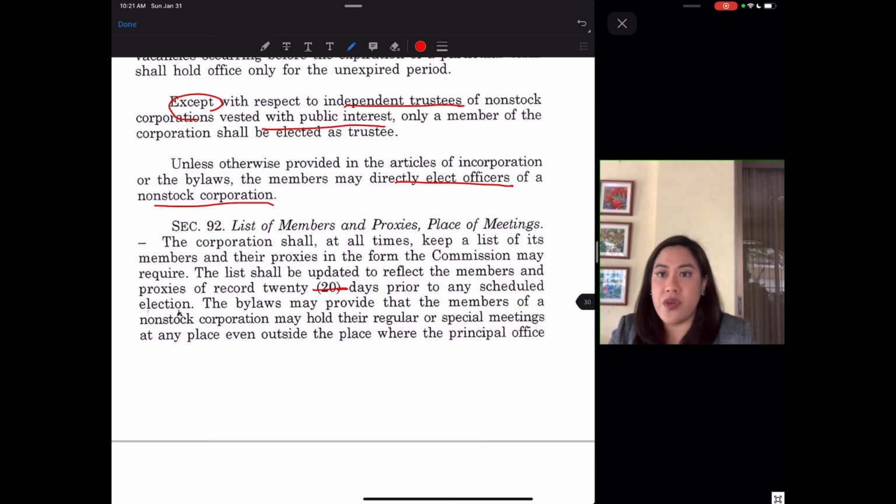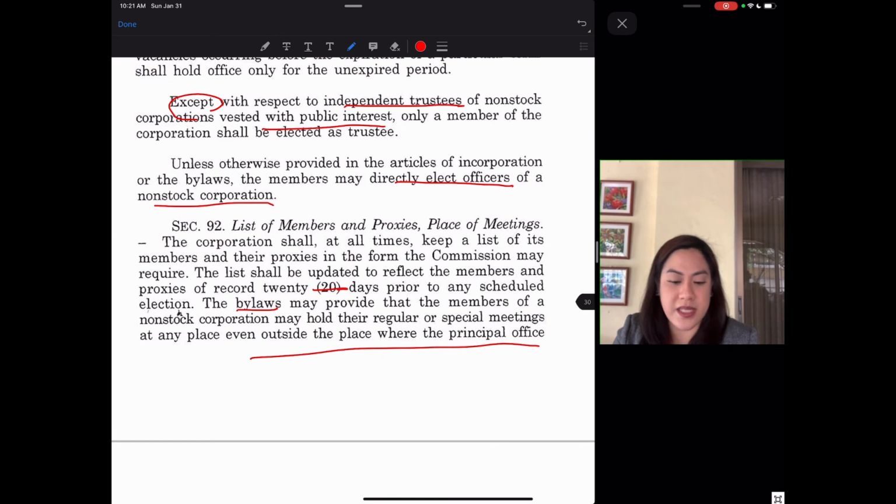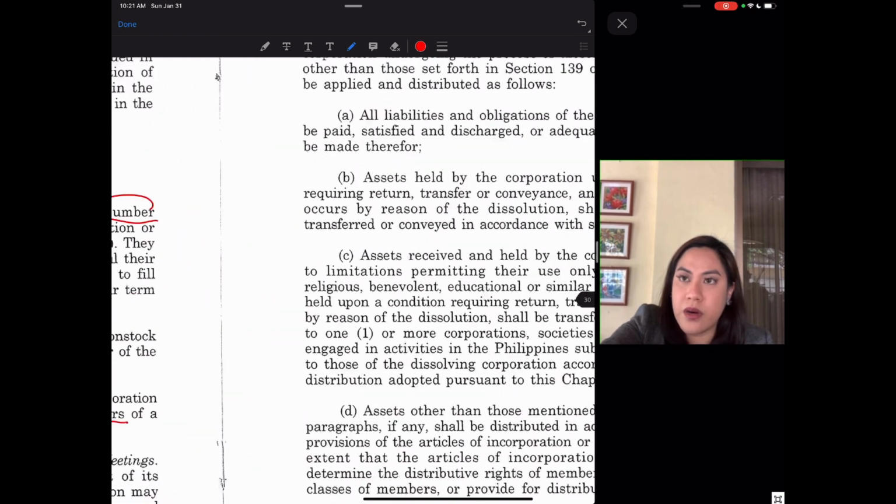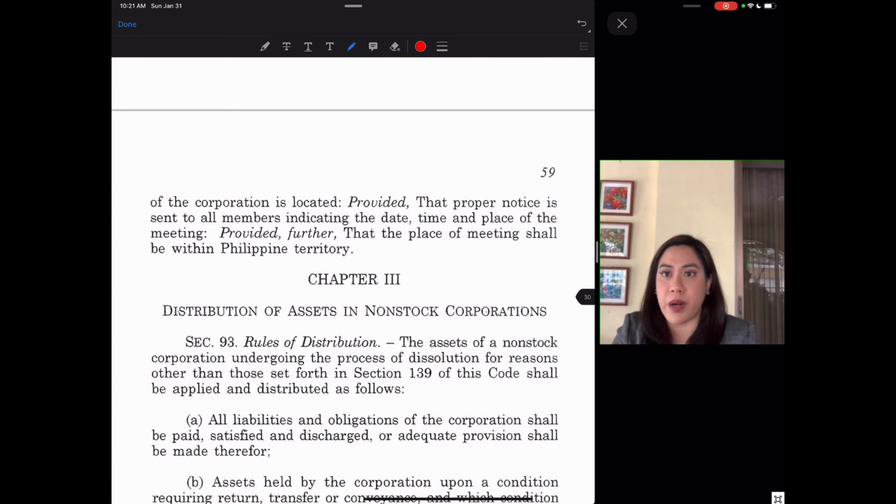And what is unique is that the bylaws may provide that the meetings may be outside the place where the principal office is. This is different from a stock corporation. Also, note that there must be proper notice. So the only limitation as to where the meeting shall be held is that it should be in the Philippines. So it can be in Amanpulo, diba? Or in Coron. Note that under section 92, any liabilities, say for example, failure to give proper notice, can subject the person or persons responsible to section 161.